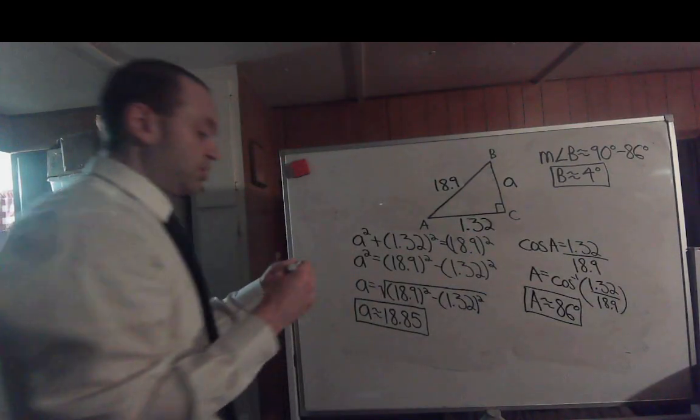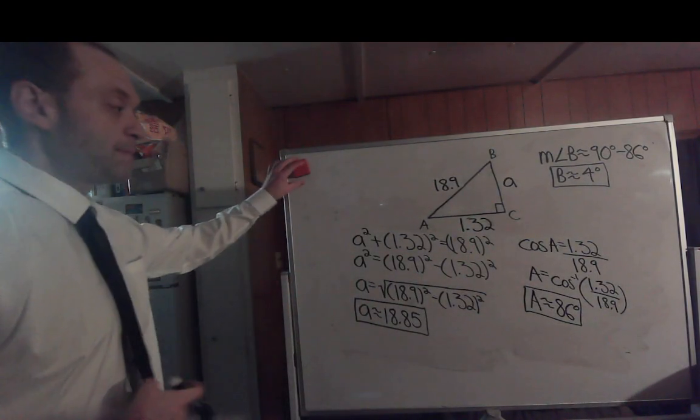So angle A would be approximately 86 degrees, which means that the measure of angle B is approximately equal to 90 degrees minus that 86 degrees, which would give you that angle B is approximately 4 degrees. That's what you would get. Angle B is approximately 4 degrees.